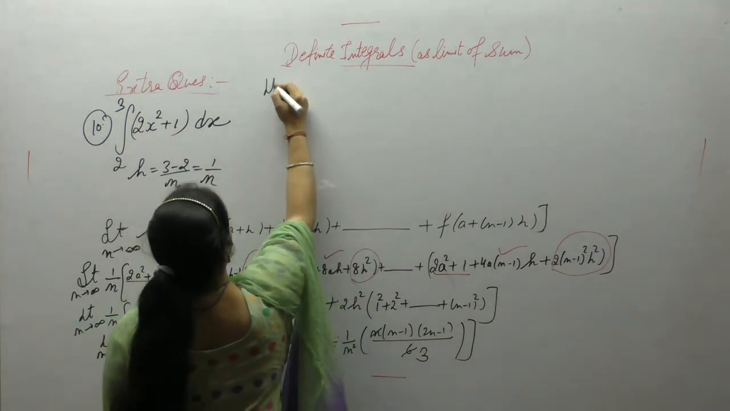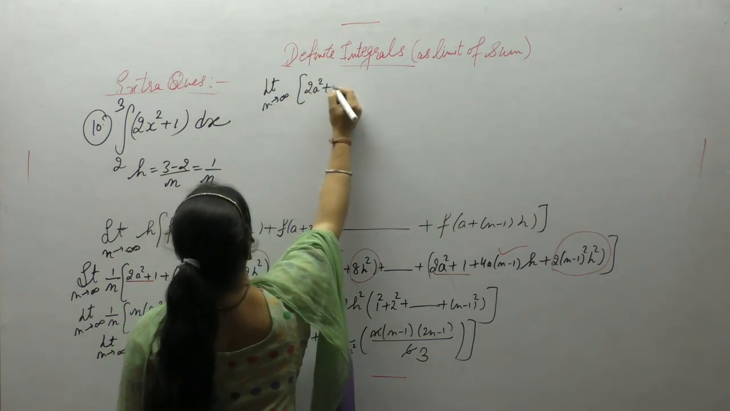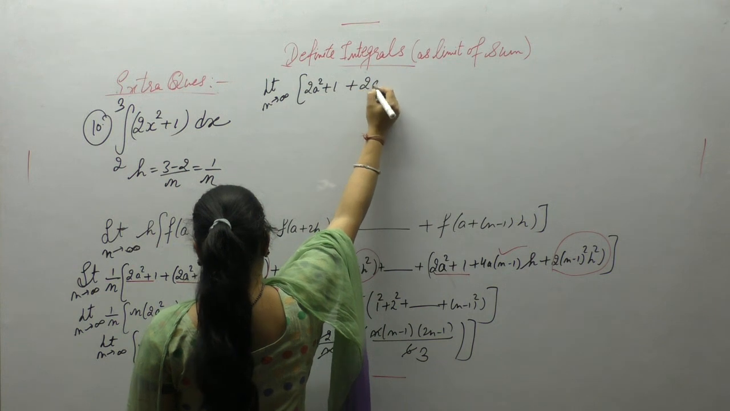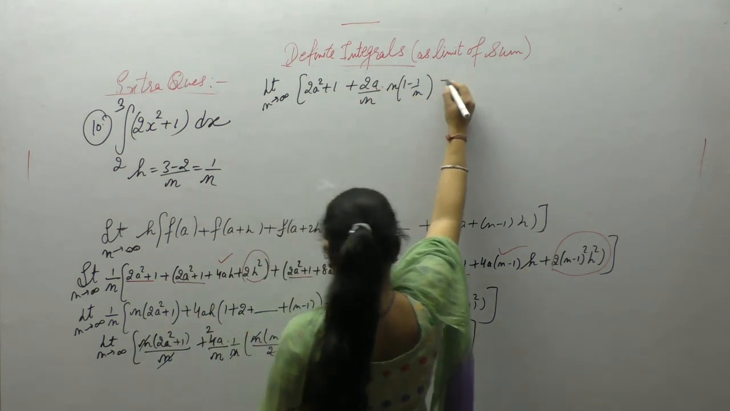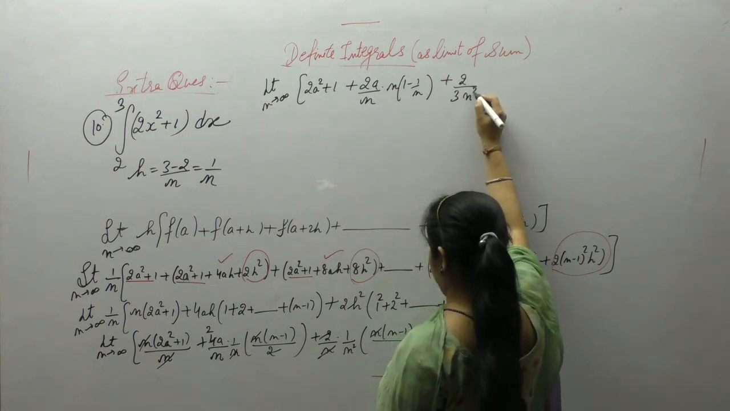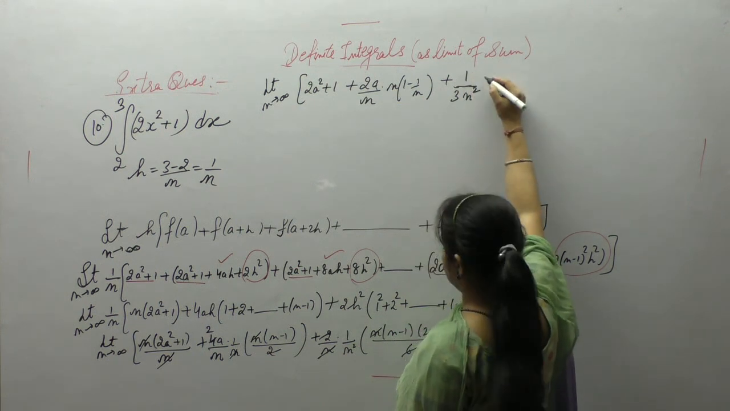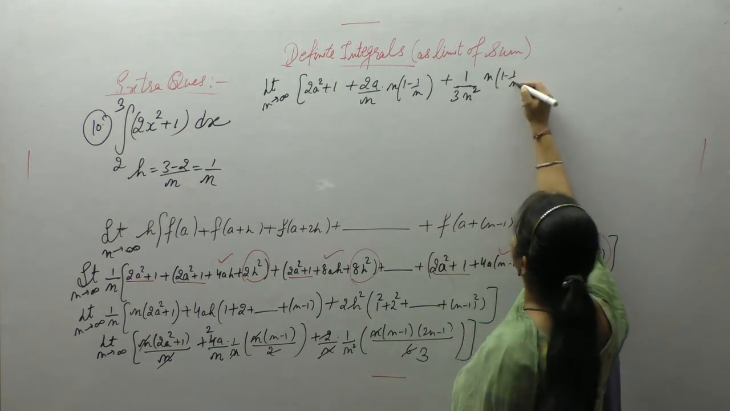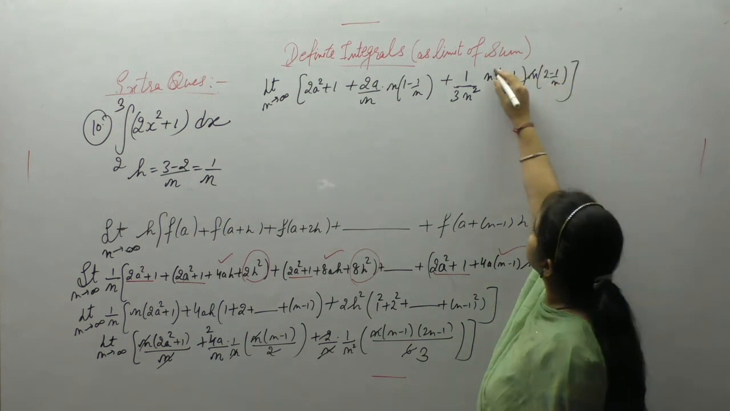Limit n tends to infinity, 2a square plus 1 plus 2a by n and 1 minus 1 by n, plus 2 by 3 n square, 1 by 3 n square, and 1 minus 1 by n and 2 minus 1 by n.